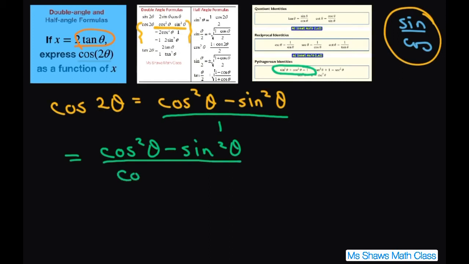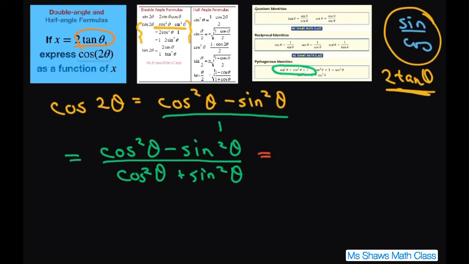Oh, let's go and put cosine first. Cosine squared of theta plus sine squared of theta. Now, to get this 2, we want 2 tan of theta. Just keep that in mind.